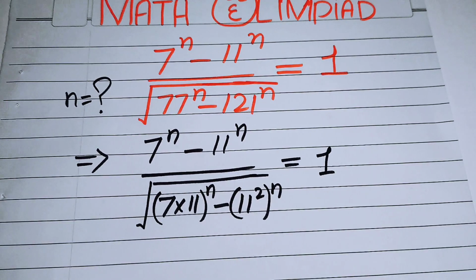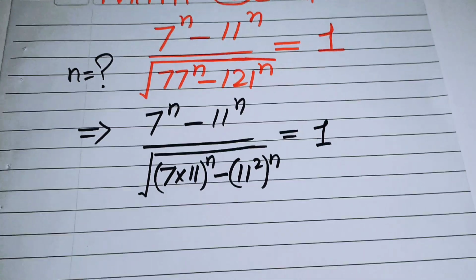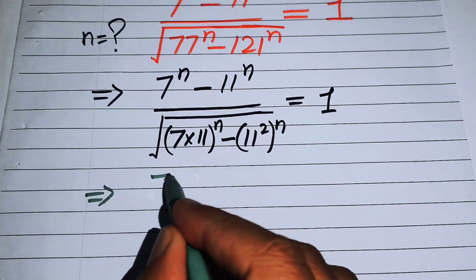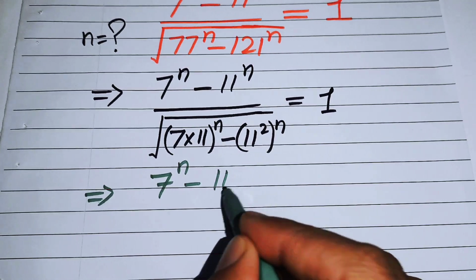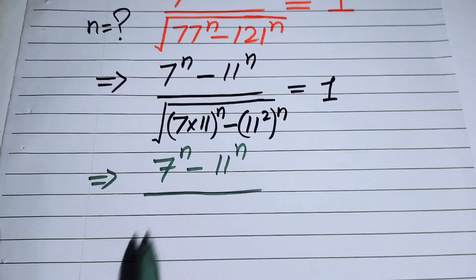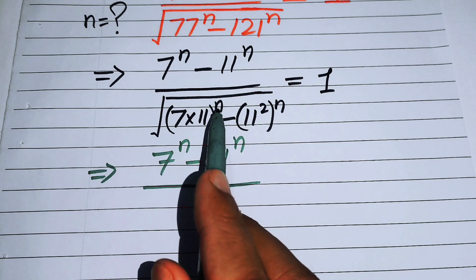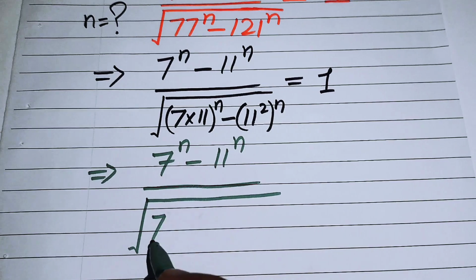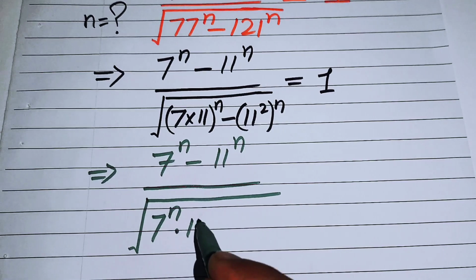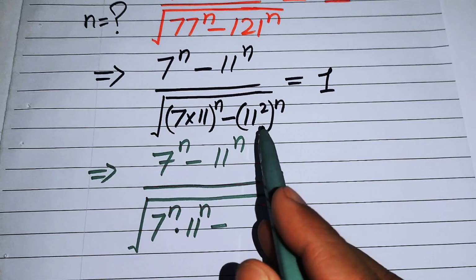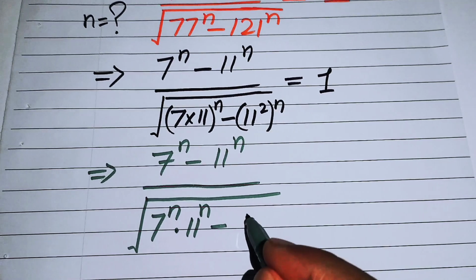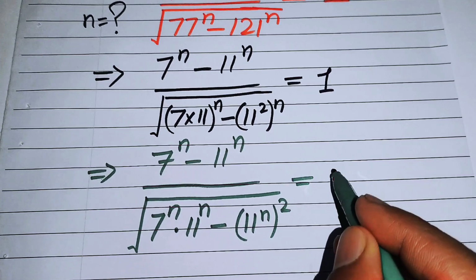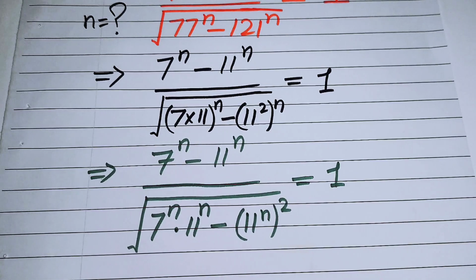And in the next step we need to simplify this equation more, so we write it as 7 to the power of n minus 11 to the power of n over, here we separate the exponent on both of the terms, and we write it as the square root of 7 to the power of n multiplied by 11 to the power of n, minus, here we interchange these two exponents and write it as 11 to the power of n and its whole squared, and it is equal to 1.